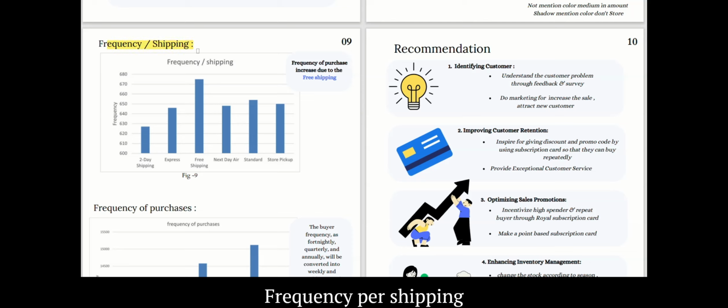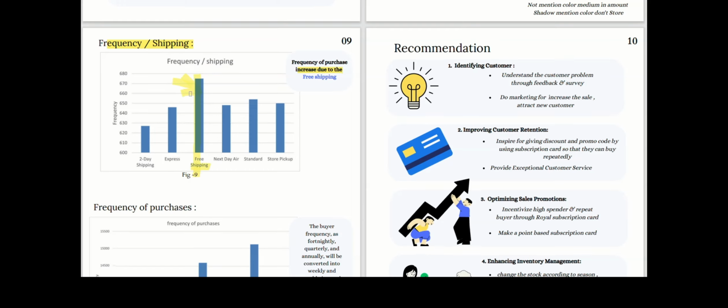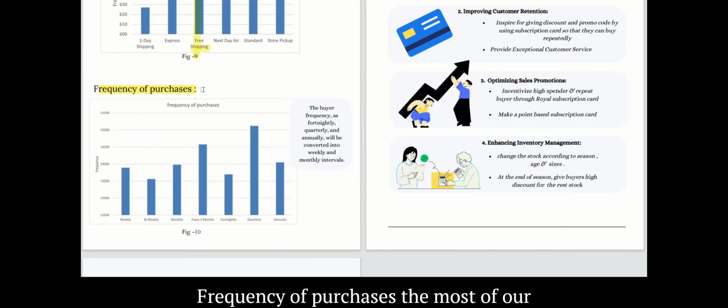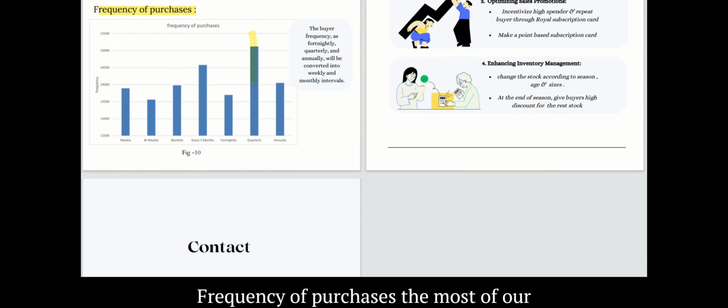Frequency per shipping parameter. Frequency of purchases increases due to free shipping. We can see that due to the free shipping, the frequency of purchases is increasing. Most of our customers visit our store quarterly.